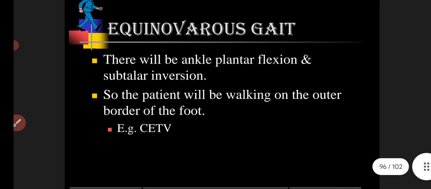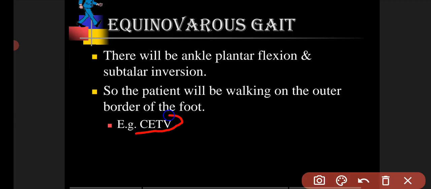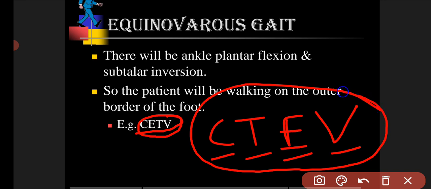Now, equinovarus gait: there will be plantar flexion and subtalar inversion. So the patient will be walking on the outer border of the foot in CTEV, congenital talipes equinovarus. It is a congenital disease of the leg. In this disease, you will see this equinovarus gait type.